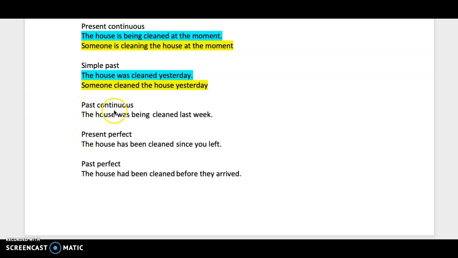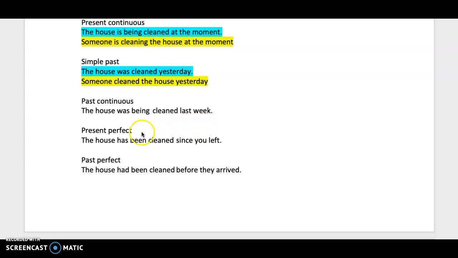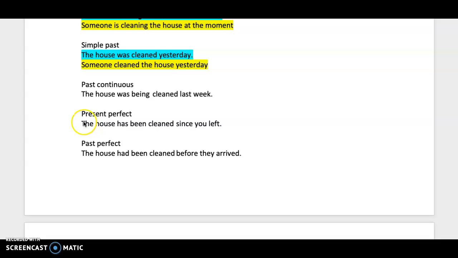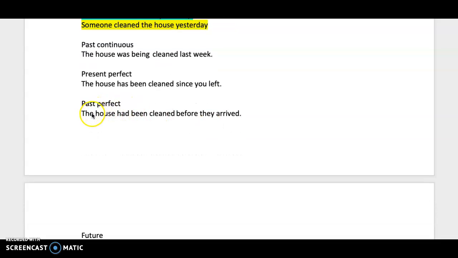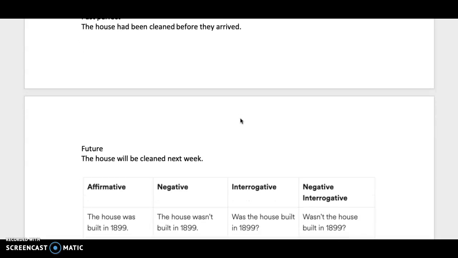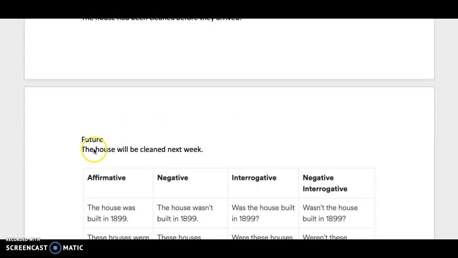For instance, past continuous. The house was being cleaned last week. Or when we have present perfect. The house has been cleaned since you left. Or past perfect. The house had been cleaned before they arrived. Or future. The house will be cleaned next week.